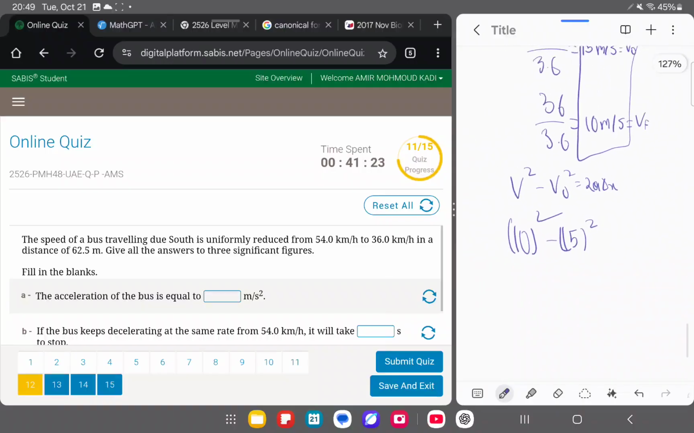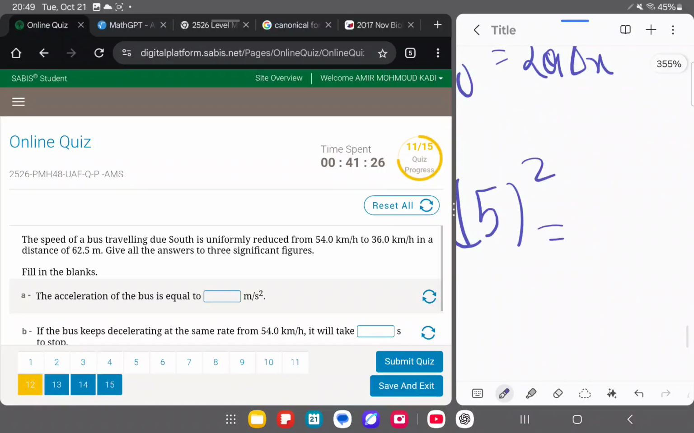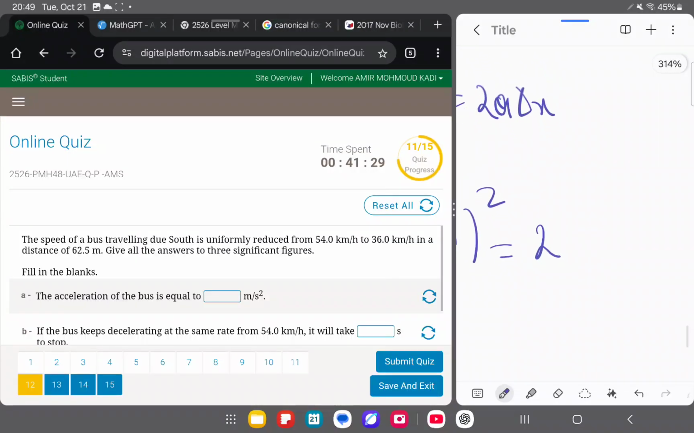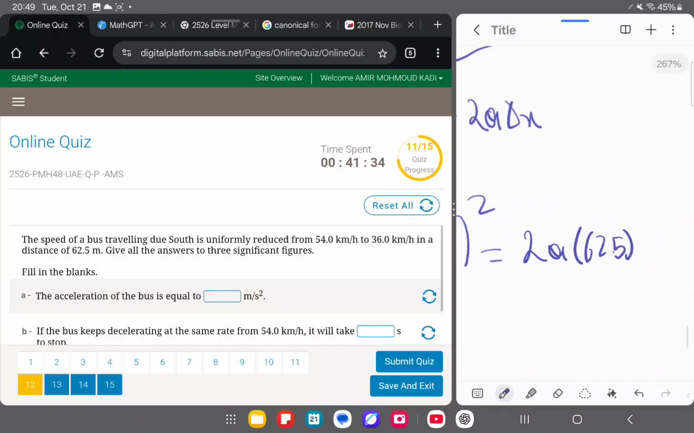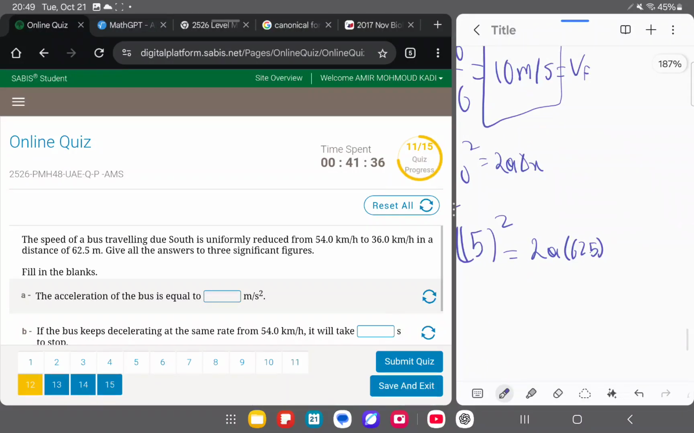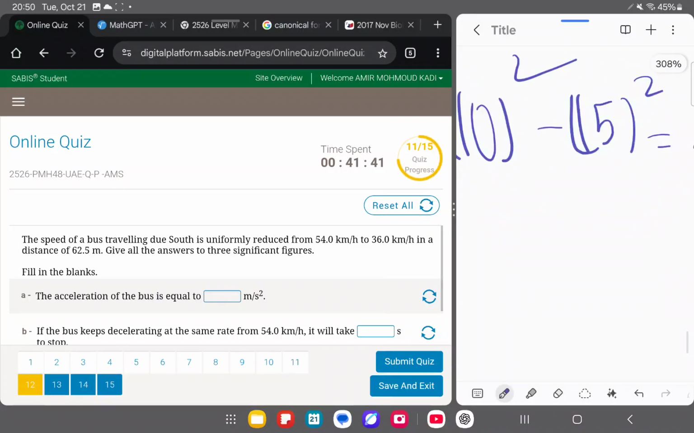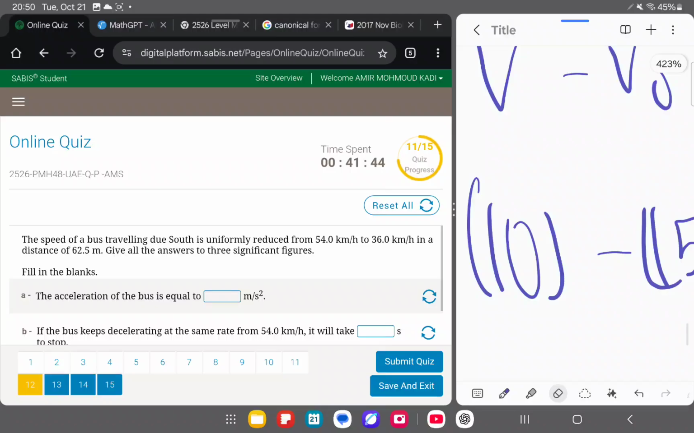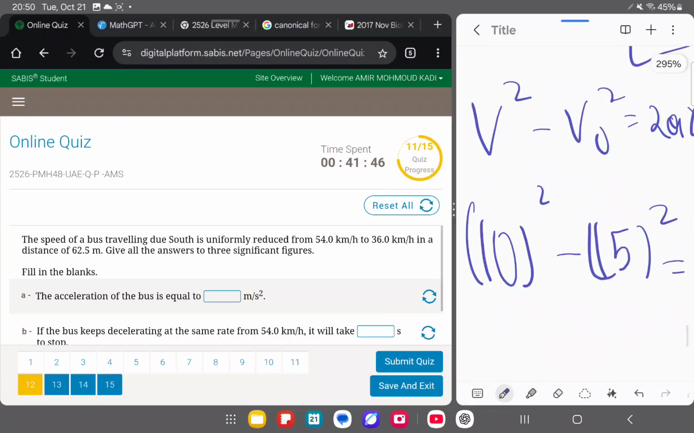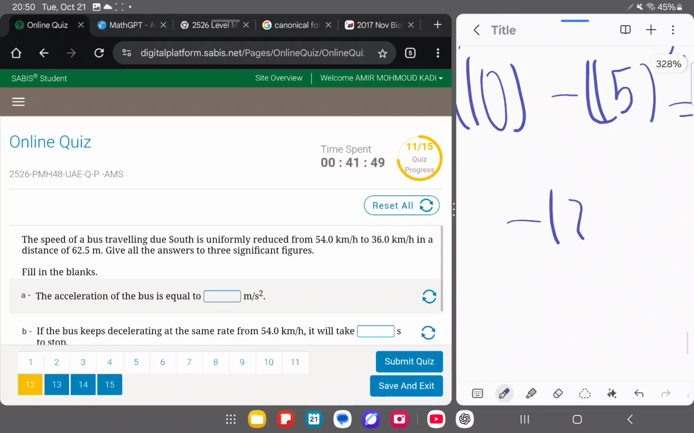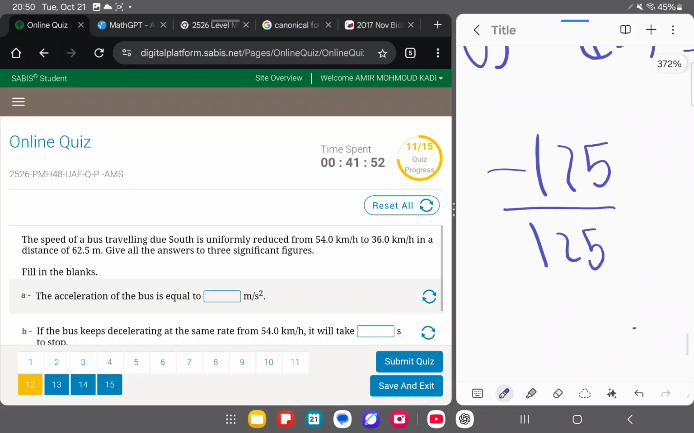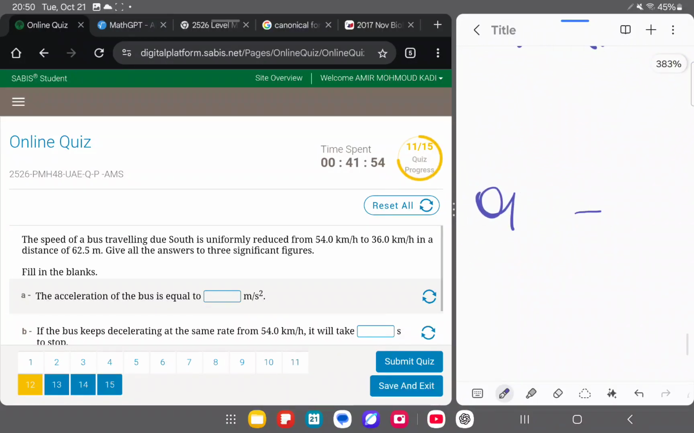and then it is equal to 2. They didn't give us the acceleration. However, they did say that it covered 62.5, which is delta x. So 62.5 times 2 is 125. 125 over, wait, this is 100 minus 225, which is minus 125. Minus 125 over 125 is equal to a, which is equal to minus 1 meters per second squared.